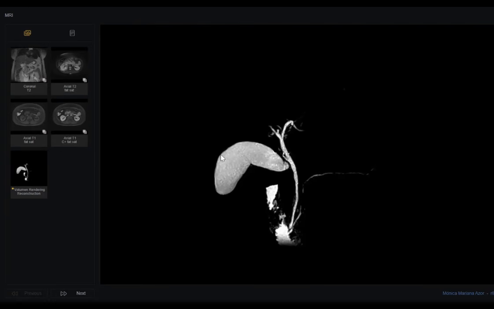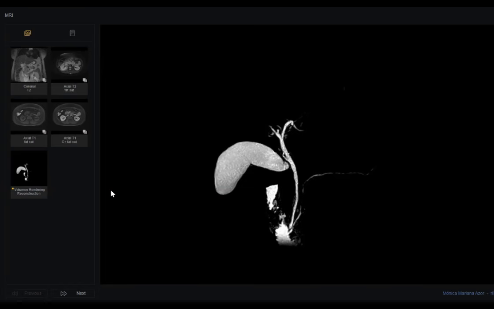Is this MIP or is this volume rendering, 3D volume rendering? What is the better description? Yes, this is volume rendered images, 3D volume rendering. We can take it from the MIP, but the best description, in my opinion, is a 3D volume rendering. What happened here, though?